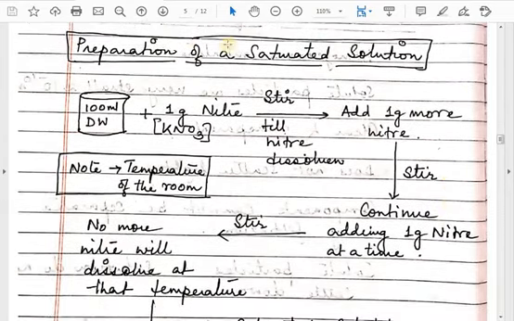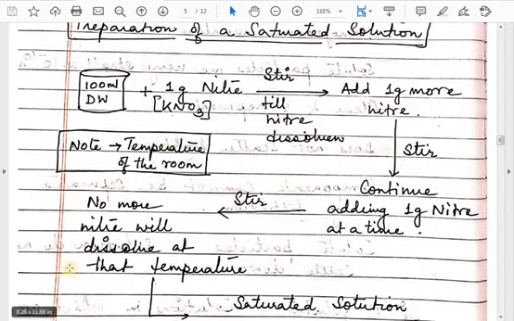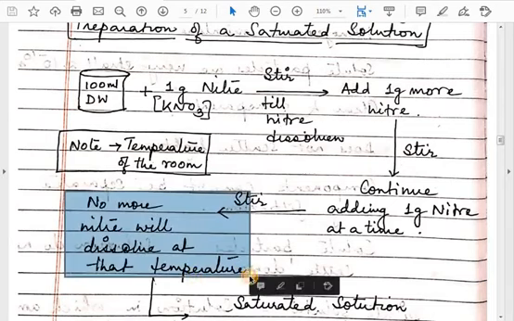Now preparation of a saturated solution. Take 100 ml of distilled water, add 1 gram of nitre. Nitre is potassium nitrate, and stir it. It will dissolve. Then add another 1 gram of nitre, stir again, and it will also dissolve. Now continue adding 1 gram of nitre at a time. Stir continuously. At a certain point you will find no more nitre will dissolve at that temperature.